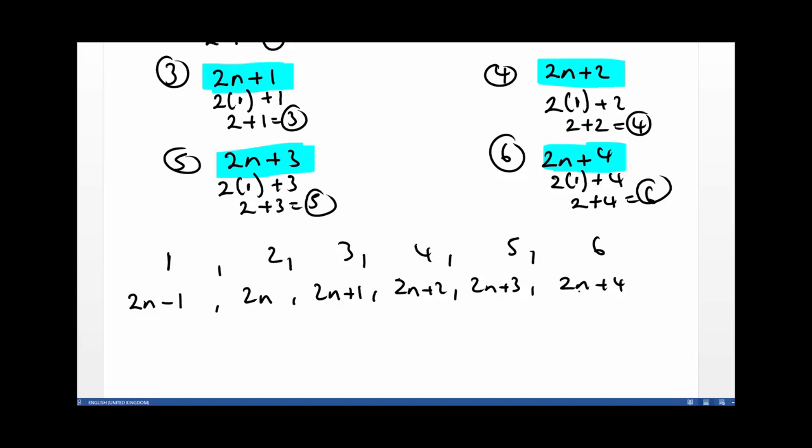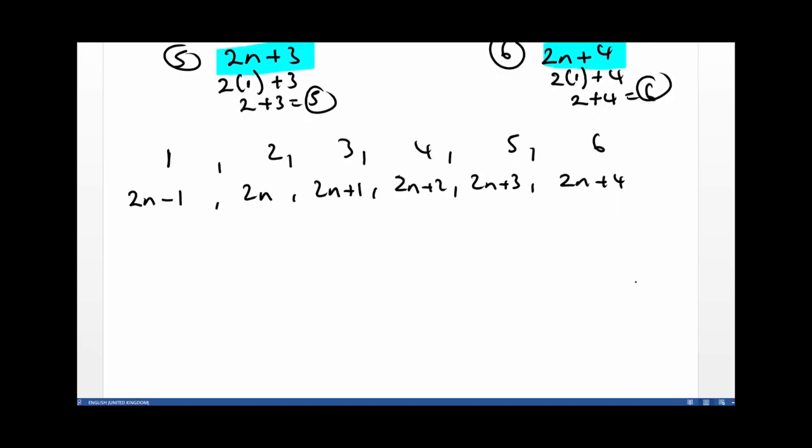Now let's take this a bit further. I'm going to highlight the odd numbers. Odd number, odd number, odd number. What I'm going to do now is write 1, 3, and 5 here. Now, these are consecutive odd numbers.